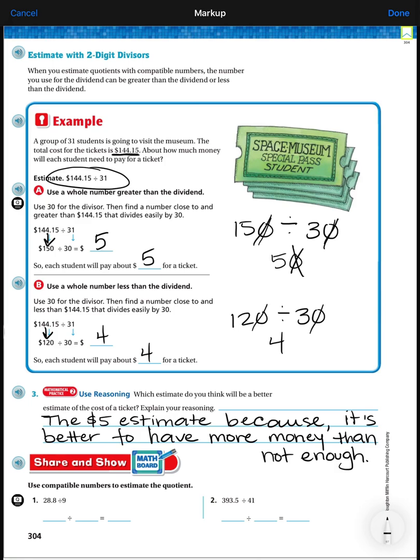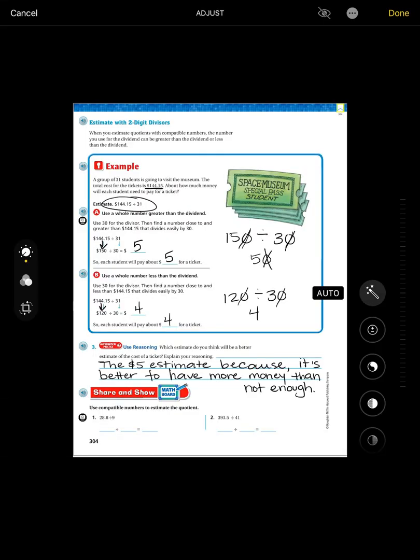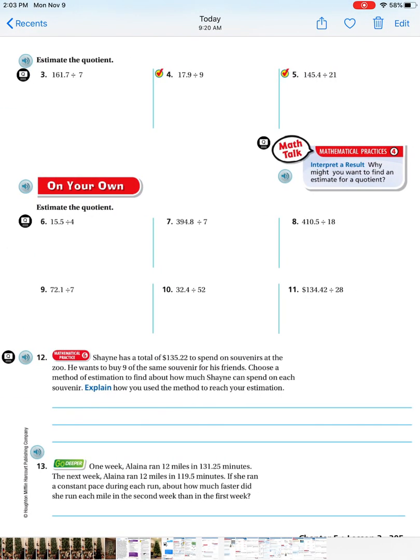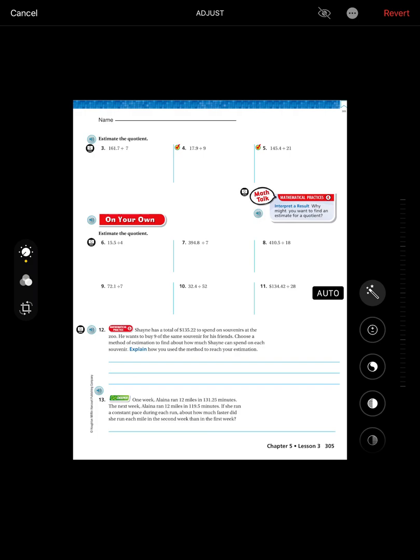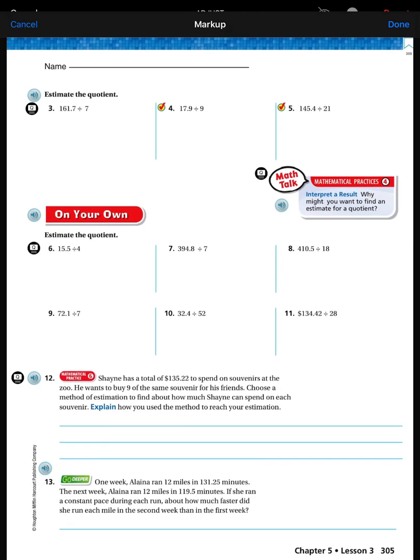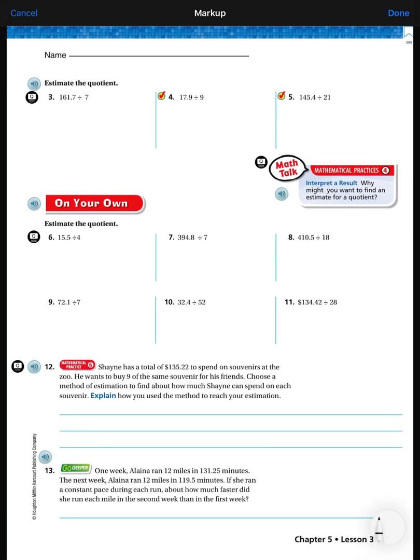So again, compatible numbers help us solve these problems. We are going to turn to page 305 and work through a few of those, and then I will go ahead and assign your homework. Okay, so on page 305, let's take a look at a few of these together. I want to look at number 4 first, because I think this is a great example for us to use.